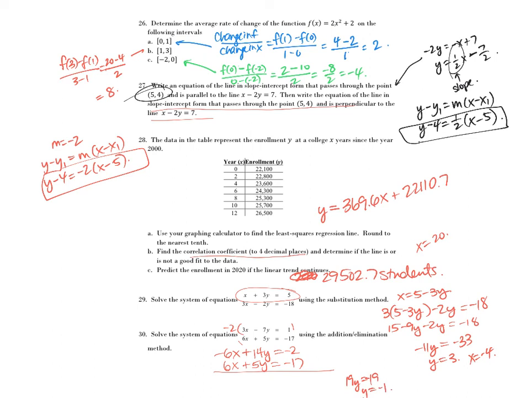And then I can solve for x now. So I have 3x plus 7 equals 1. I can subtract the 7 over, and I get 3x equals -6... 3x equals 8. X is equal to 8/3. So that's my solution for number 30.